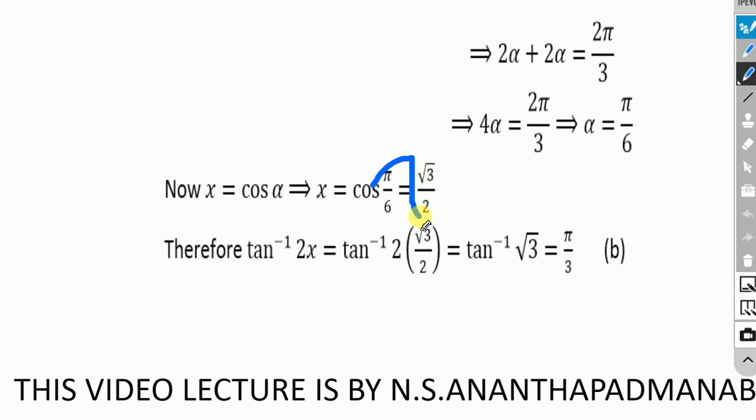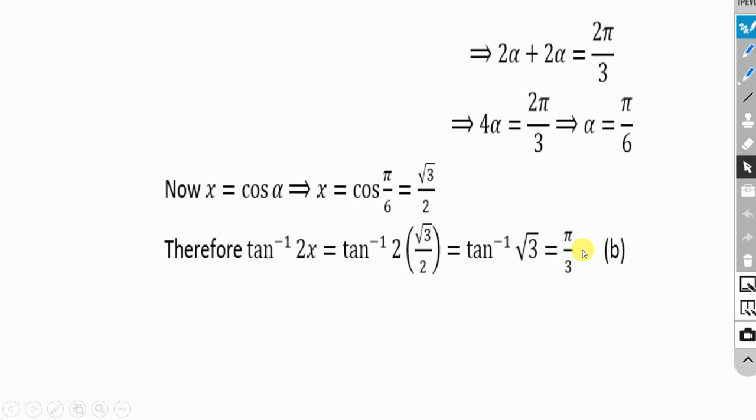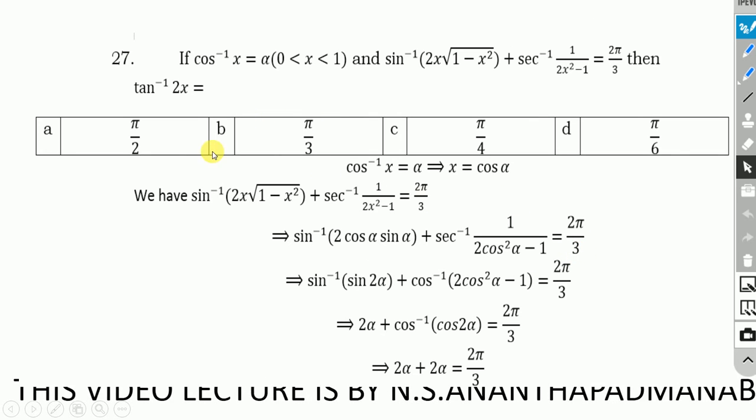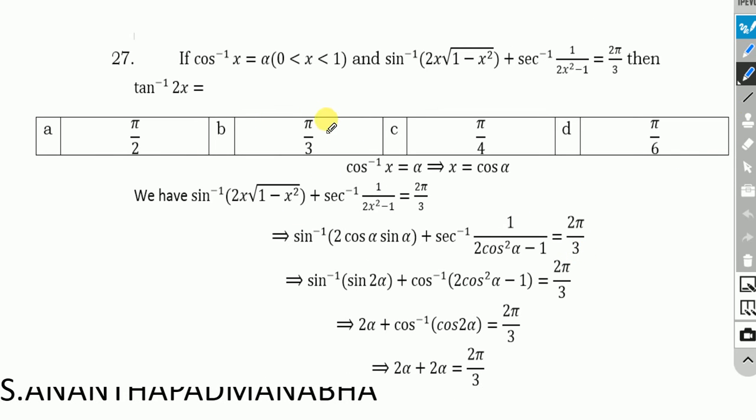Required is tan inverse 2x in the problem. So tan inverse of 2x is equal to tan inverse of 2 into root 3 by 2. So 2 is eliminated. We are left with tan inverse of root 3, which is equal to pi by 3. Option B is the right answer. So you can look at the options. Here in option B I have pi by 3. So required is tan inverse 2x. Tan inverse 2x is equal to pi by 3.